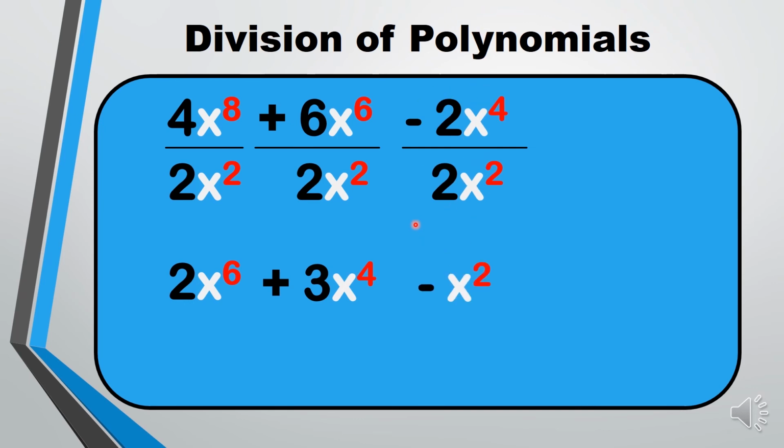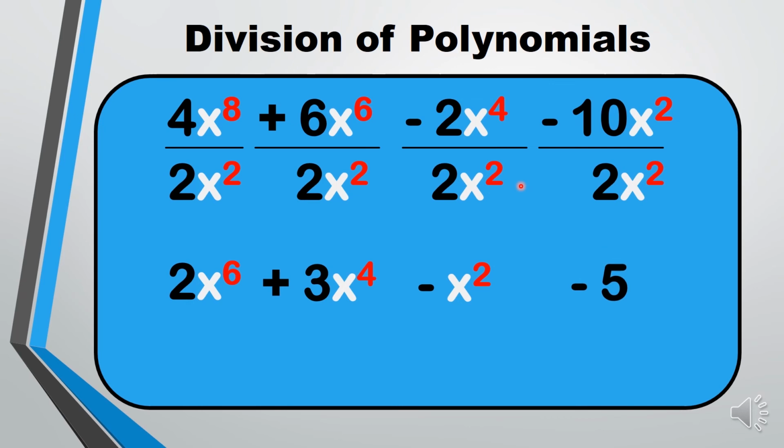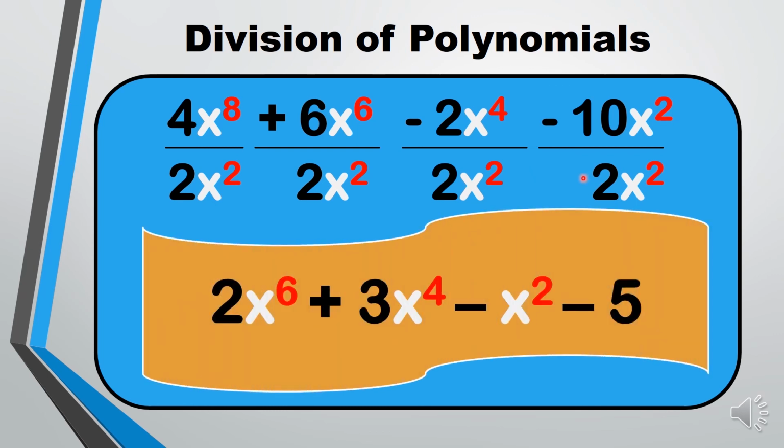At ang panghuli ay negative 10x squared divided by 2x squared. Muli sila ay magkaiba ng sign, kaya ang ating magiging sagot ay negative. Negative 10 divided by 2 is negative 5. Hindi na natin kokopyahin ang variable at exponent dahil kapag pinag-subtract naman natin ito, 0 na ang magiging sagot. At ang final answer sa ating example na ito ay 2x raised to the 6th power plus 3x raised to the 4th power minus x squared minus 5.